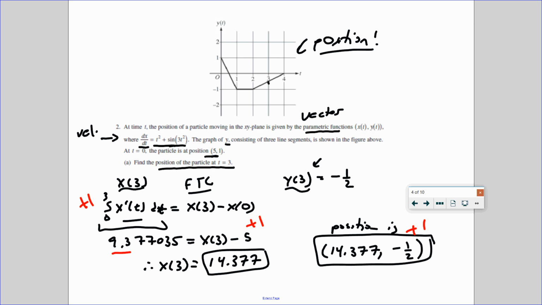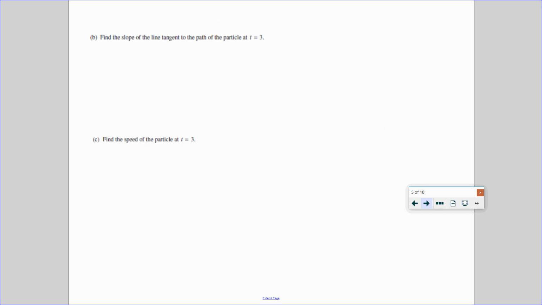So let's go ahead and go to part B. Excuse me. Part B says find the slope of the line tangent to the path at t equals 3. So, well, how do you find slope? Well, remember this is parametric, or a vector. So we want y prime of 3 over x prime of 3. Remember, this is parametric.